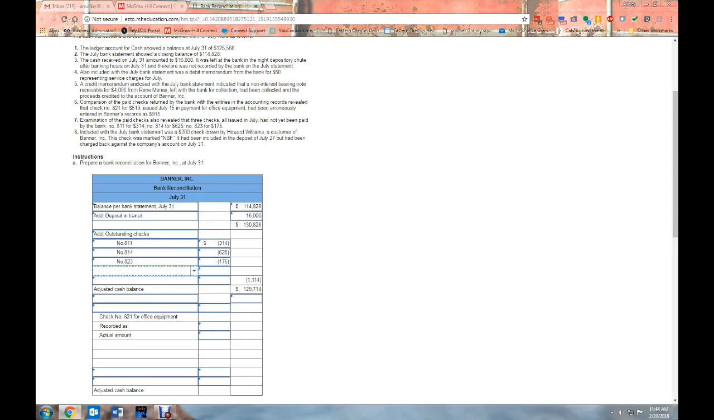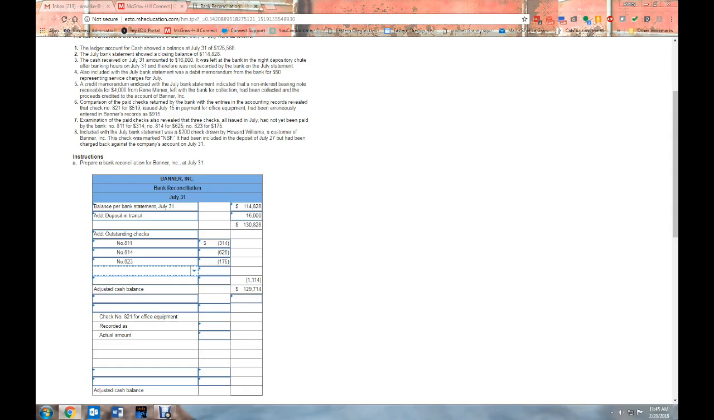Okay, so we go back and look at our fact pattern, and we've dealt with number 3. Number 4 doesn't apply to the bank. They would know about that. A credit memorandum, the bank would have issued that, so they would know about that. The paid checks returned by the bank, we'll talk about that here in a minute.